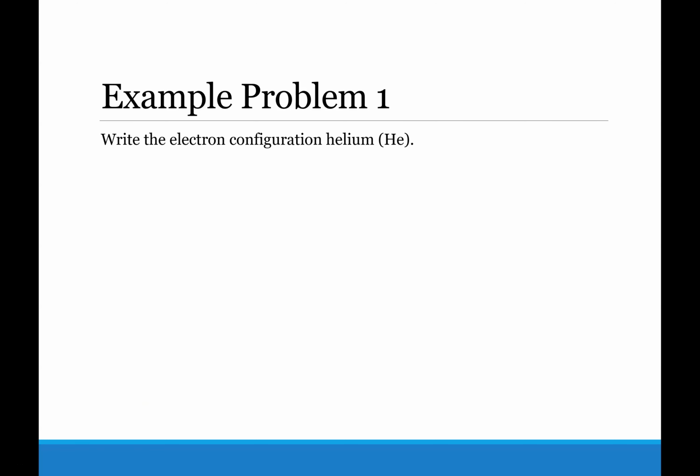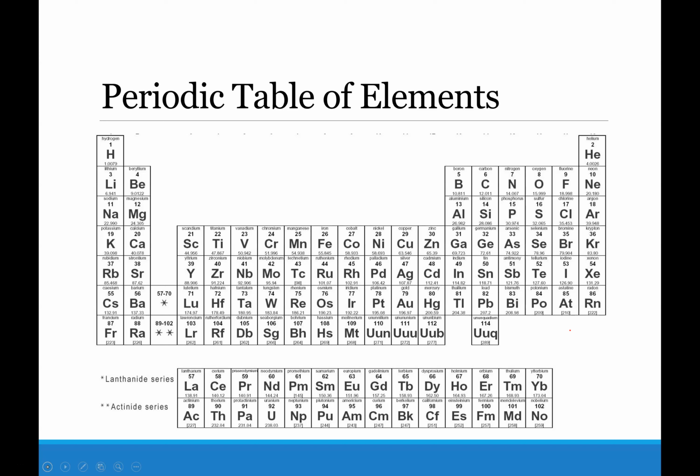Example problem 1 asks us to write the electron configuration for the atom helium. So the first thing that we do is go to a periodic table of elements and find the atom that we're interested in. This problem we're interested in helium, number 2.